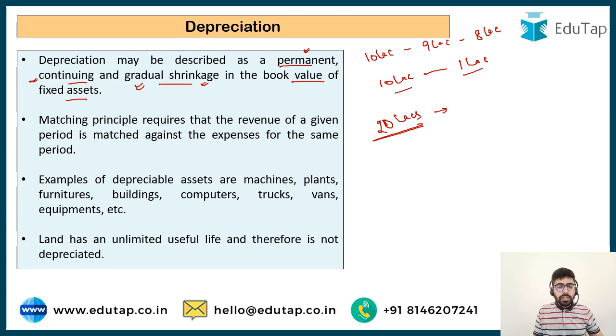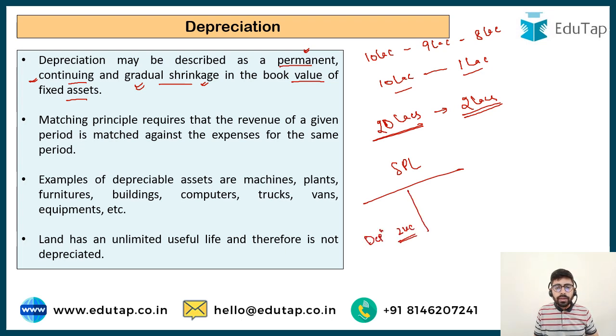Suppose this machinery is going to be used for 10 years, and every year we decide to write down 2 lakh rupees in the statement of profit and loss account as depreciation for this machinery. So every year in the statement of profit and loss, we are going to show the depreciation along with other expenses at rupees 2 lakh. Now this would also do a very interesting thing.